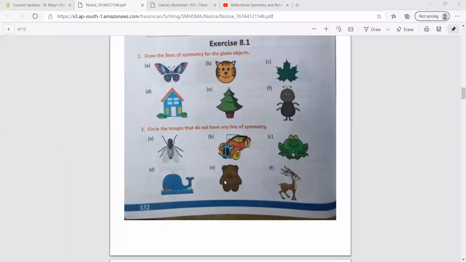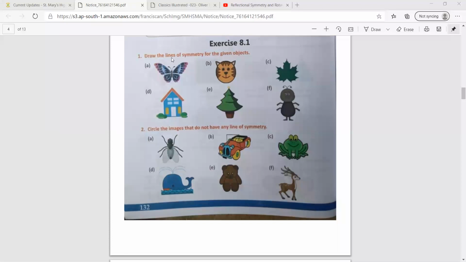Now, a few days ago, I asked you to do exercise 8.1. Those of you who did not do it then, you may do it today. Now, what is it? Draw the lines of symmetry for the given objects. So what you can do is, if you have your textbook, you can draw the line of symmetry in the textbook itself. And if you don't have it, you can roughly draw this picture however well you can draw. जितना भी अच्छी तरह से आप draw कर सकते हो इनको अपनी book में draw कर लो, and then you draw the line of symmetry.